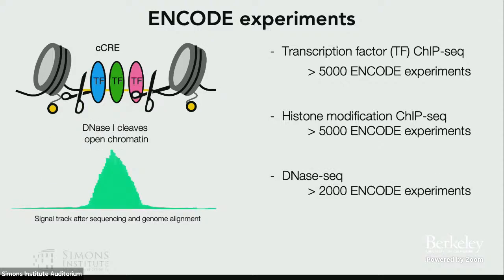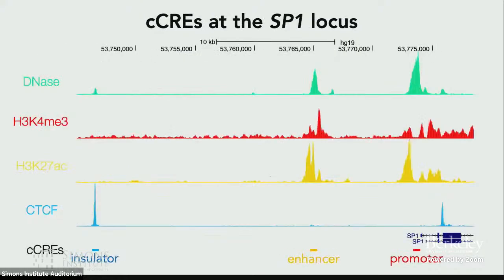Or you can use assays like DNase, which detects open chromatin. It basically cuts open chromatin regions, and then you figure out where they are and map them to the genome. So we integrated a bunch of this kind of data generated by ENCODE, as you can see here, in a specific locus of the SP1 gene. We detect these regions, 300 base pair long regions in the genome, that correspond to promoters that are open chromatin and have histone marks, enhancers and insulators. They have a characteristic histone mark and binding by transcription factors such as CTCF, which is the insulator binding protein in mammals.